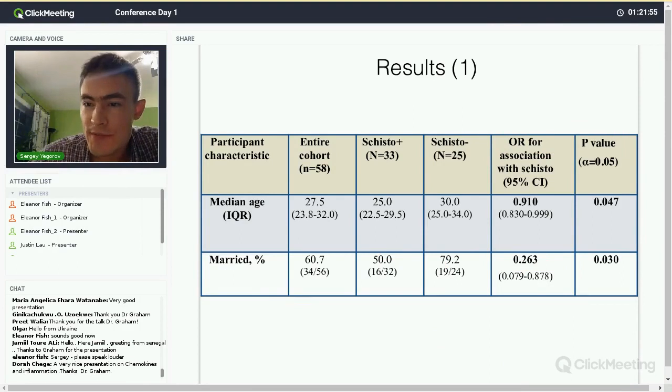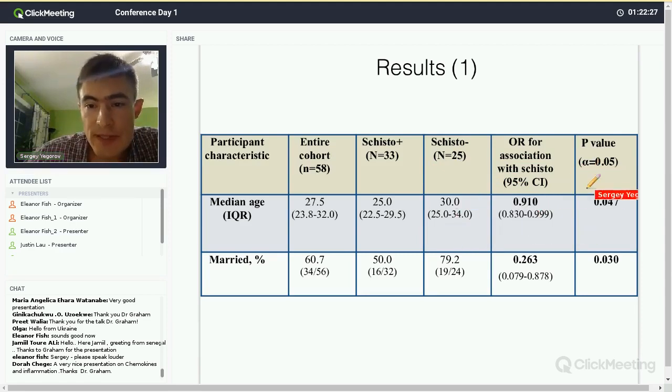Okay, so we are on the first set of results for this. I'll go through this table rather slowly at the beginning to explain what every column is. So the median age of the participants in our cohort was 27.5 years. We had 58 adult women in total enrolled into the study. 33 of them were schistopositive and 25 were schistonegative.